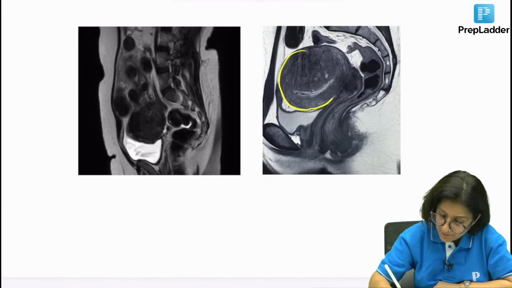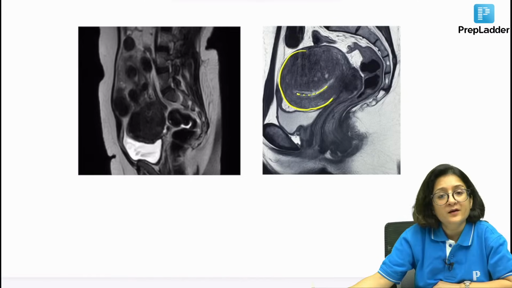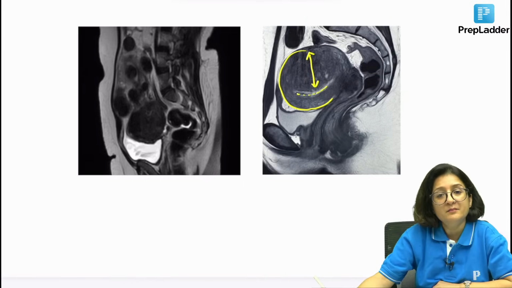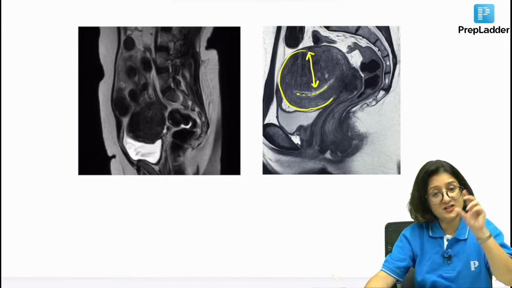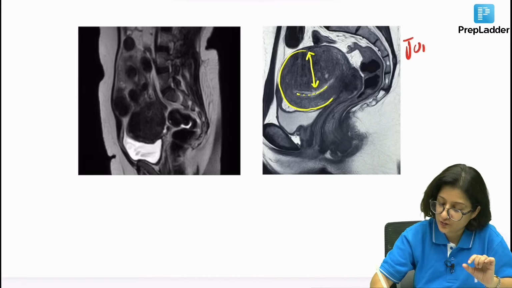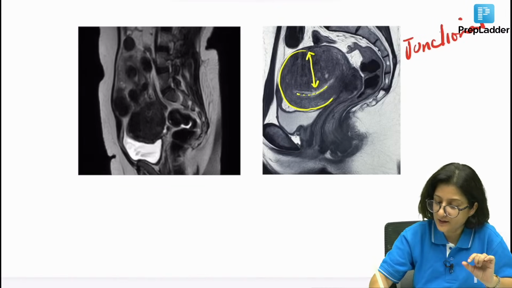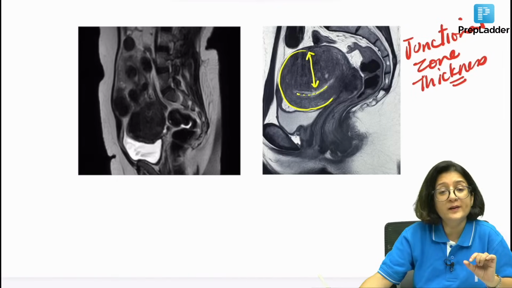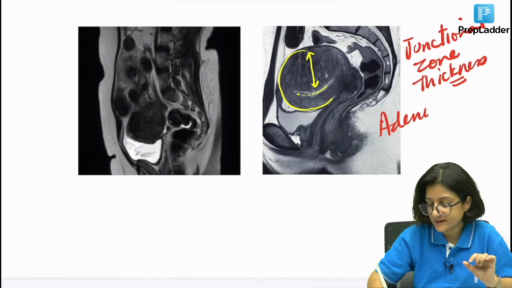How will you identify? Again, this is the uterine lining, the endometrial lining. This is the thickened myometrium, and what especially we are going to see is the inner myometrium. So this is the junctional zone. Junctional zone thickness is what we see to be increased in adenomyosis.